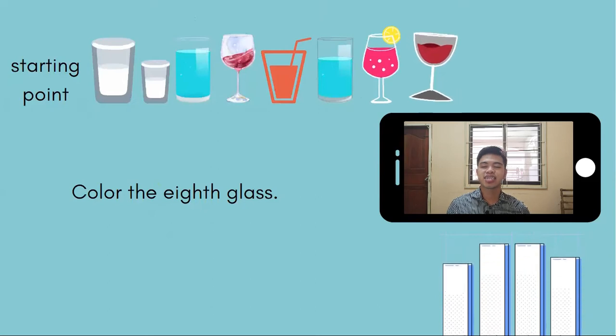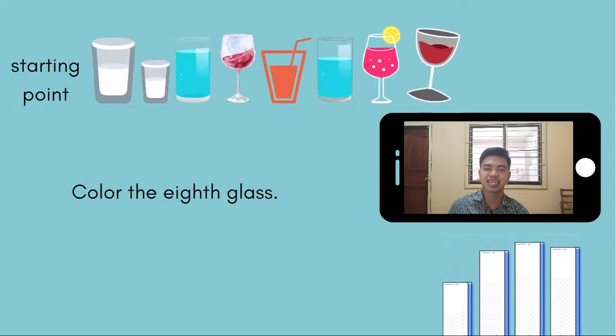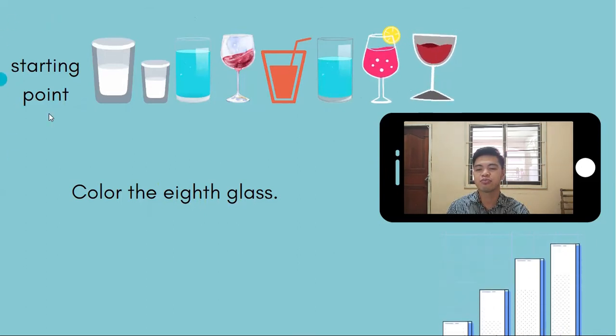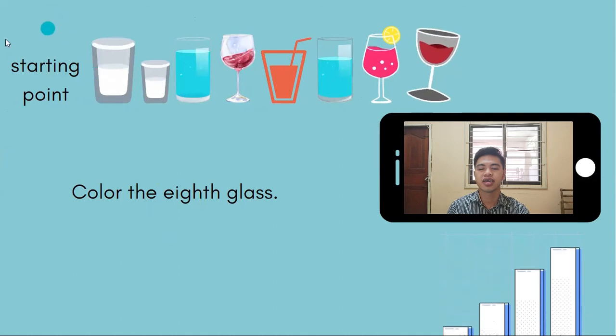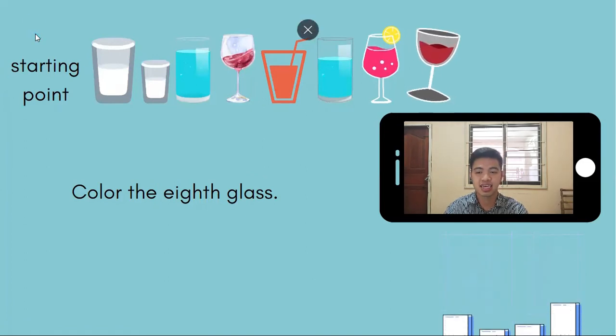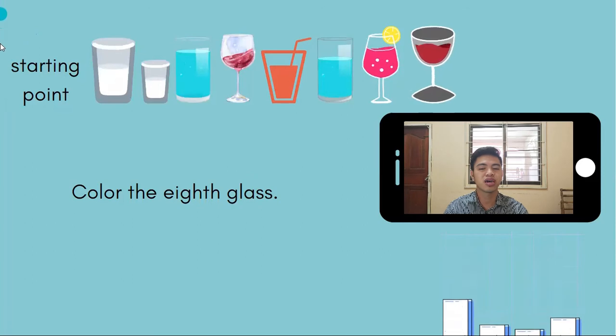So for the next activity, we have the glasses, different kinds of glasses. And we have here the starting point on the leftmost part. This is the starting point. What is asked here is that we should color the 8th glass. The 8th glass. So the number 8 glass.